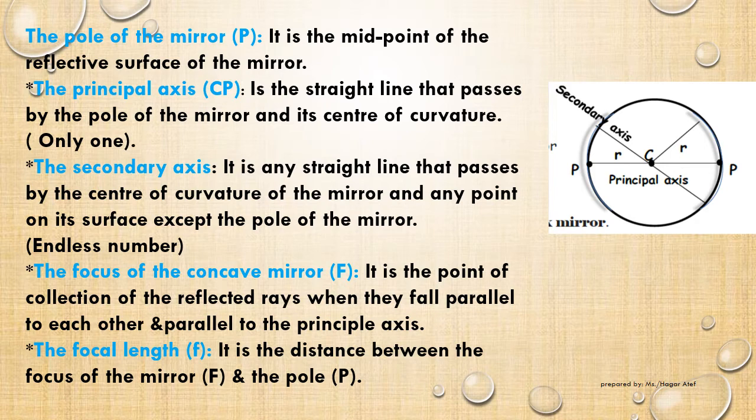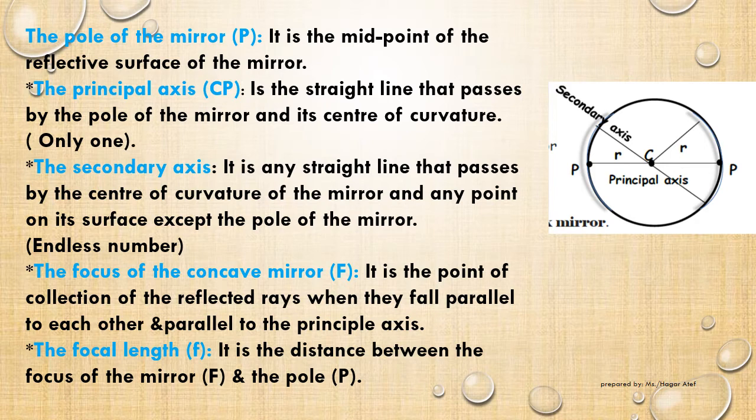Secondary axis: it is any straight line that passes through the center of curvature of the mirror and any point on its surface except the pole of the mirror. So there are an endless number of secondary axes.